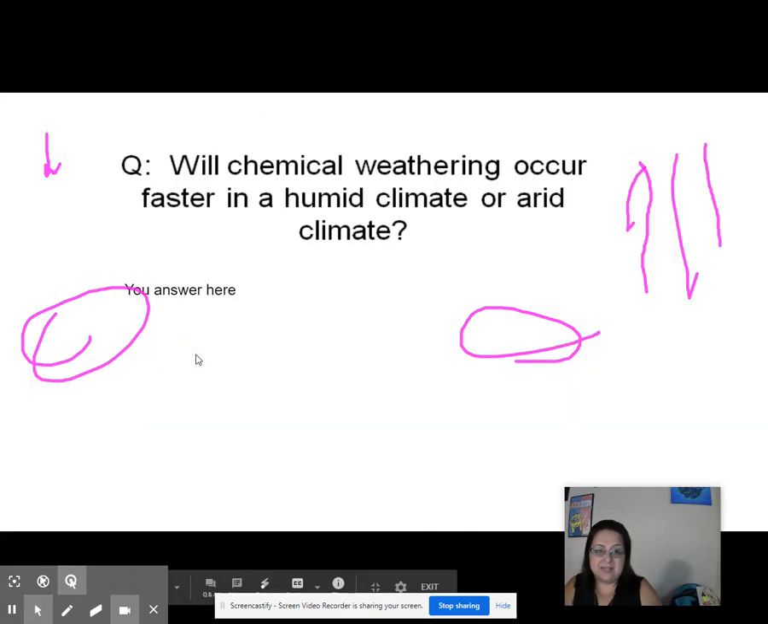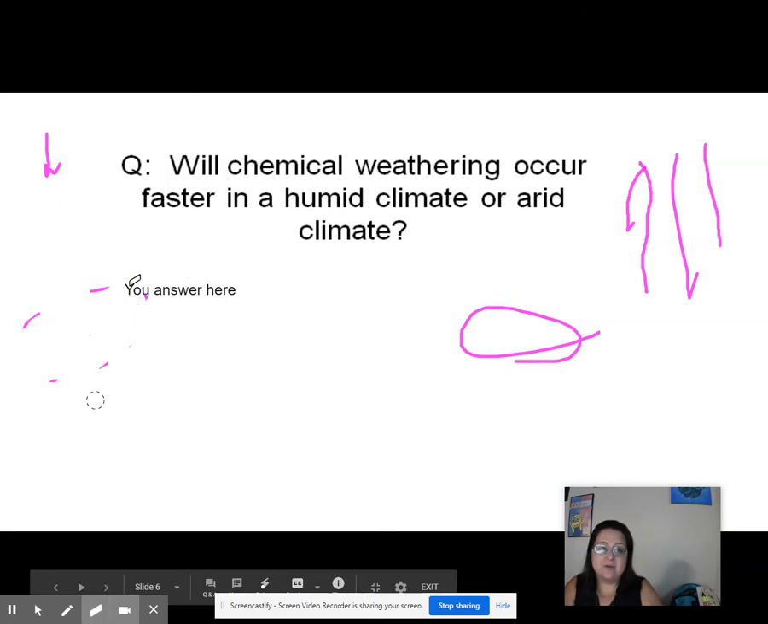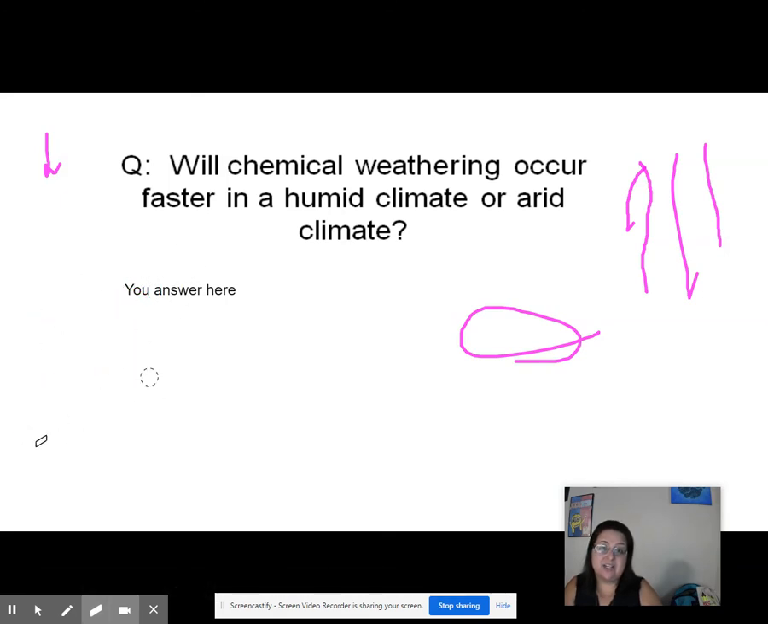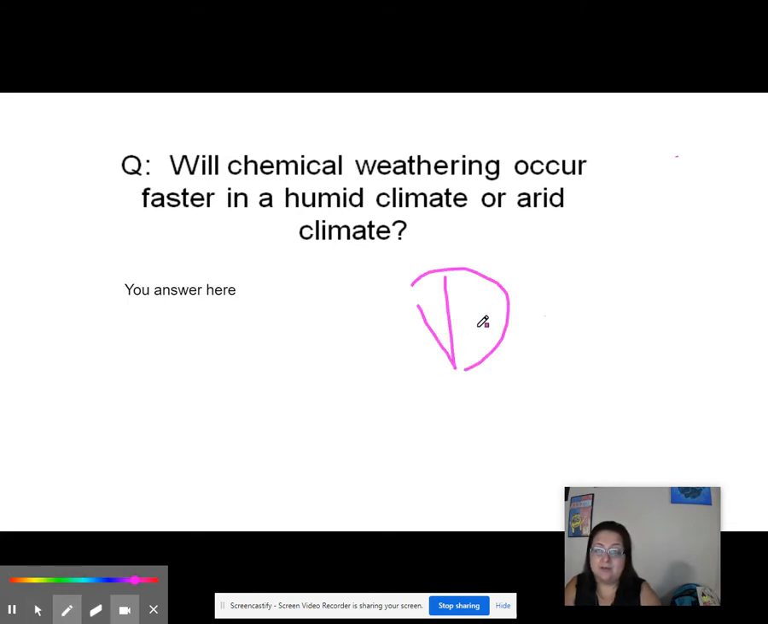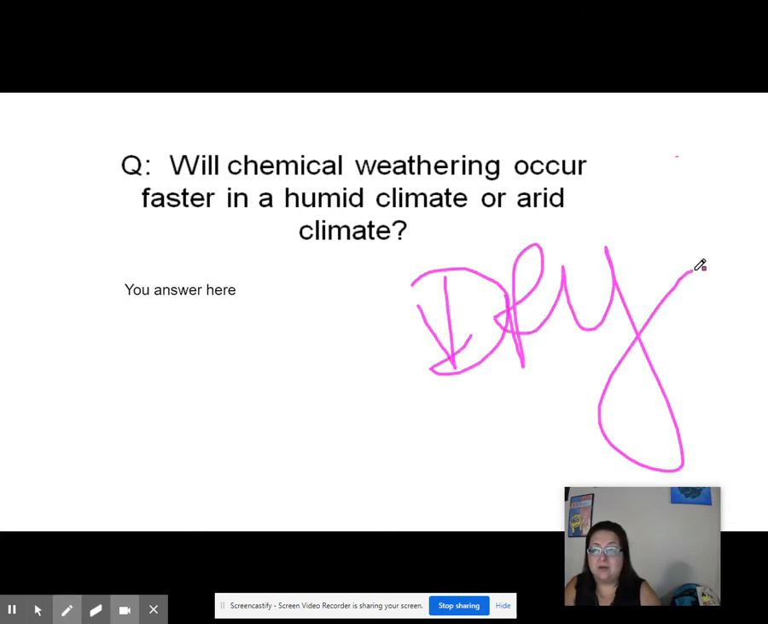Let's go ahead and go to our next one. This question is asking, will chemical weathering occur faster in a humid climate or arid climate? I was really surprised. I had some students know what arid is, and when I asked them why, they just said that they magically knew. Arid means dry. So the question's asking you, will chemical weathering occur faster in a humid climate or in a dry climate?